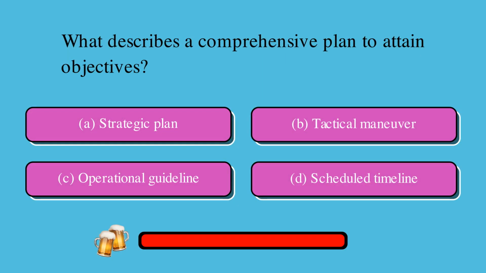What describes a comprehensive plan to attain objectives? Is it A, strategic plan, B, tactical maneuver, C, operational guideline, or D, scheduled timeline? The correct answer is A, strategic plan.